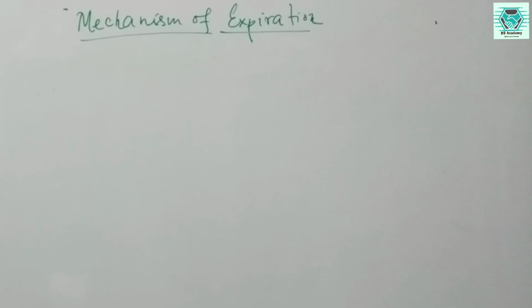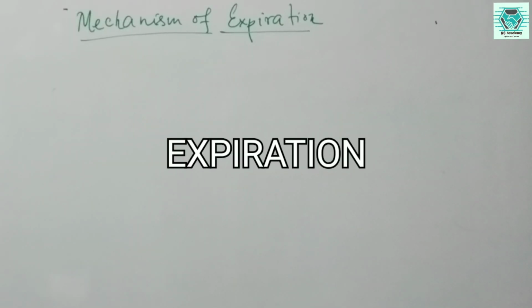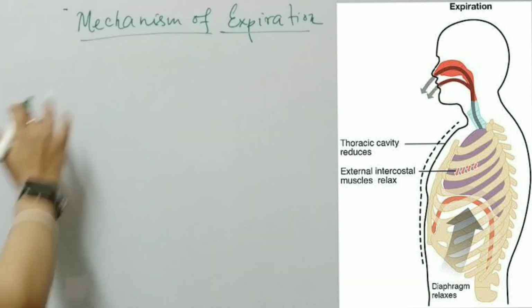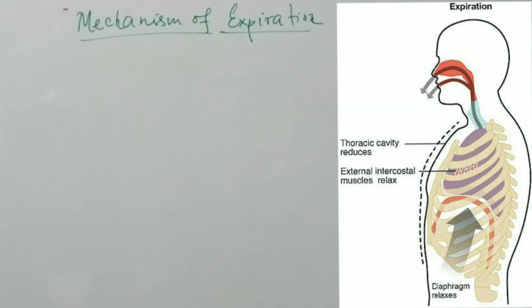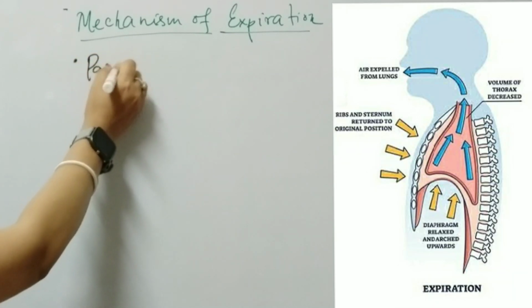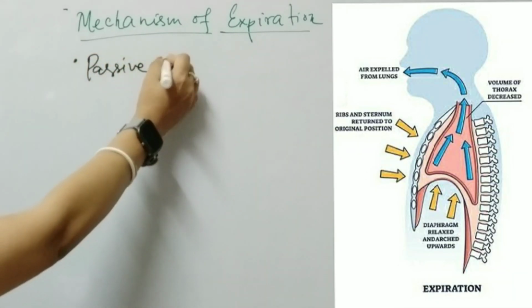Today I will discuss the mechanism of expiration. In our last video I discussed the mechanism of inspiration. Now today, expiration. In quiet breathing, expiration is a passive process, whereas inspiration was the active process. So first of all, we can say that expiration is a passive process. We have seen it already. So it is actually a passive process.